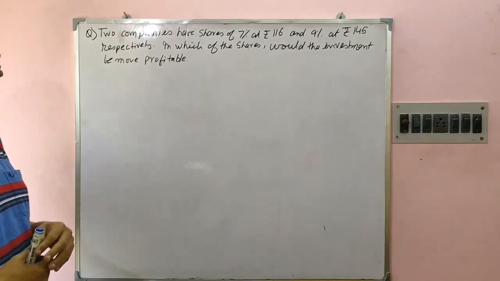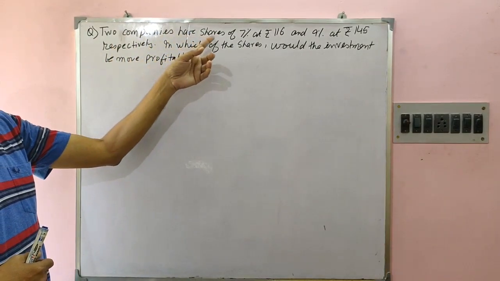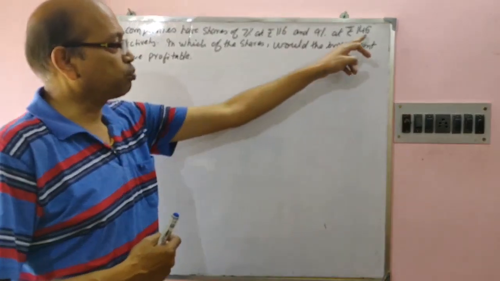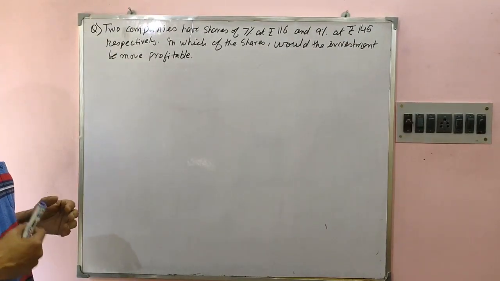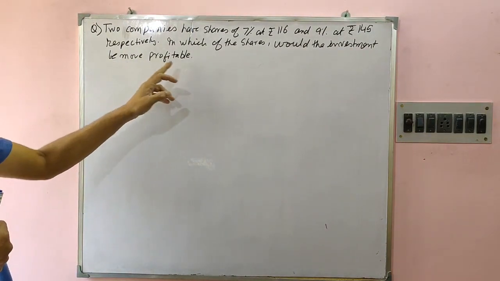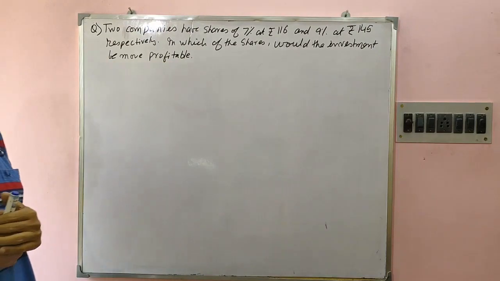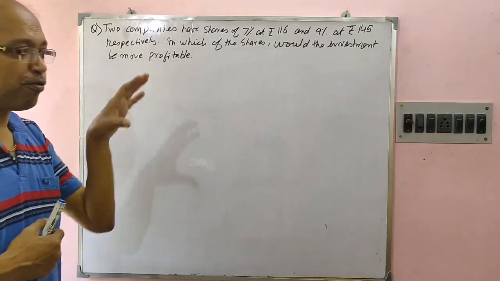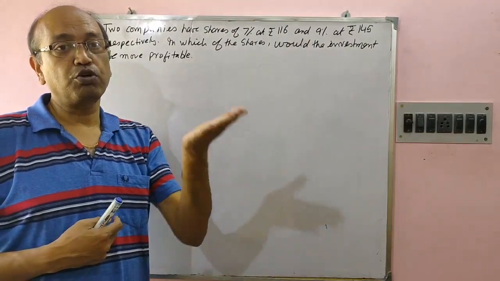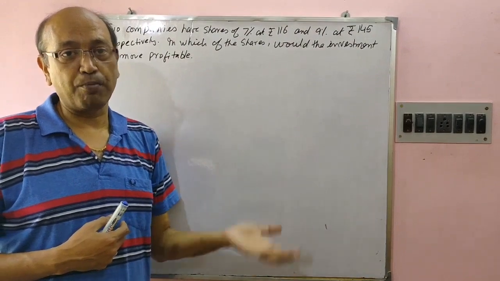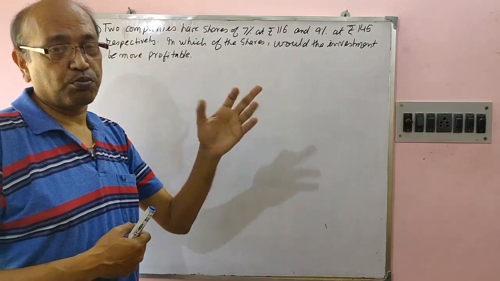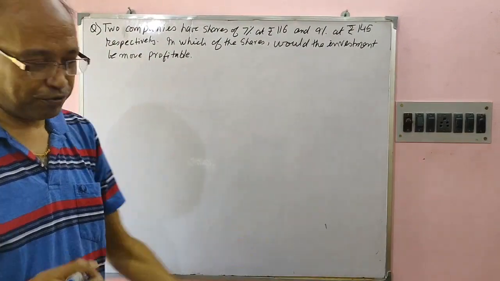The next numerical. Two companies have shares of 7% at 116 and 9% at rupees 145 respectively. In which of the shares would the investment be more profitable? The word here profitable means, what do we have to find out? For the same investment in these two types of shares, which will give us more annual income, more dividend. For the same investment, the company which gives more dividend is more profitable.